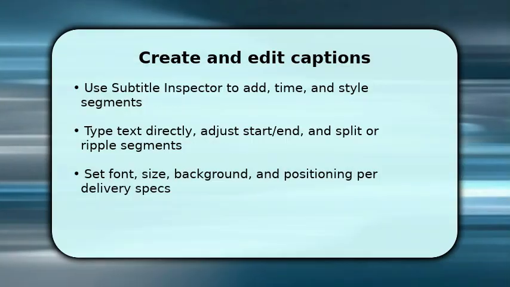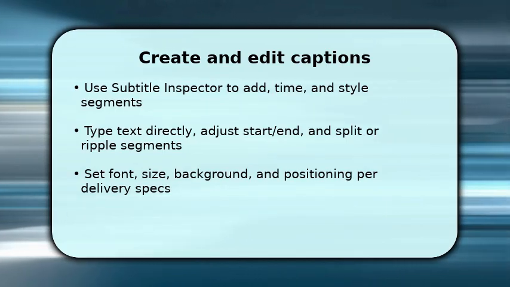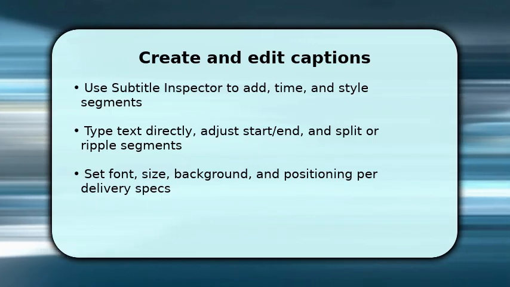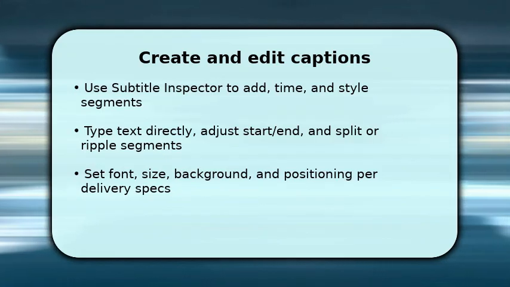Now you create and edit caption segments so viewers read accurately. You add captions in the timeline or subtitle inspector, type the spoken text, and trim start and end points to match syllables and breath. Do short readable lines. Make splits for overlapping speech and ripple later segments when timing changes. This keeps sync across the track. Also set formatting, font, size, background box, and safe zone position, because delivery platforms require consistent readability and placement.